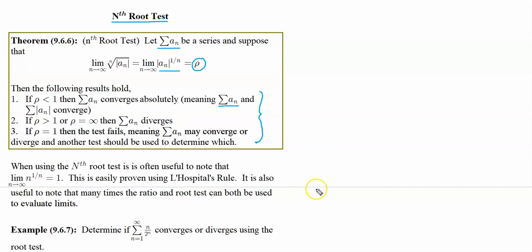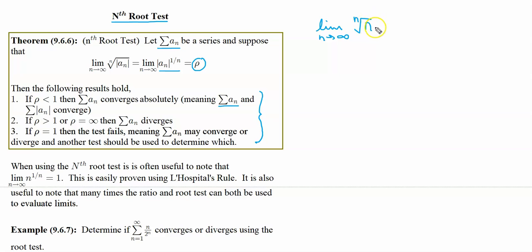Now let's take a look at a few examples that illustrate how we use the nth root test. And before we look at those examples, take note of one thing. This is an important limit that you'll oftentimes run across when using the nth root test. The limit as n goes to infinity of n to the 1 over n power, or the nth root of n, is equal to 1. Okay, that's something that we can prove using L'Hopital's rule. So as we do examples down here, just keep in mind this limit.